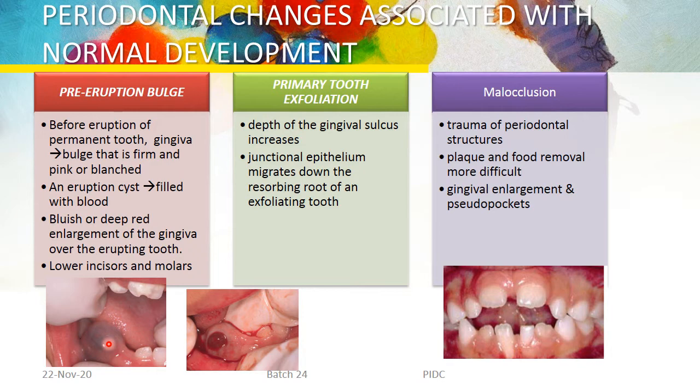Just remember that. This may be either a bluish or deep red enlargement of the gingiva over the erupting teeth. It mostly occurs in the lower incisors or the molar regions. Next, coming on to primary tooth exfoliation.